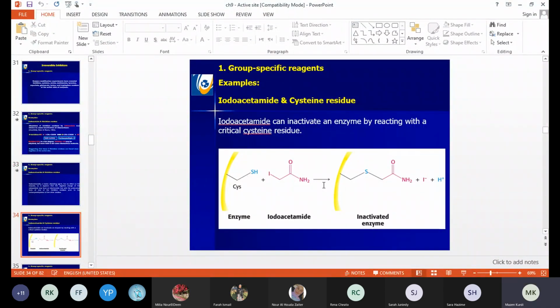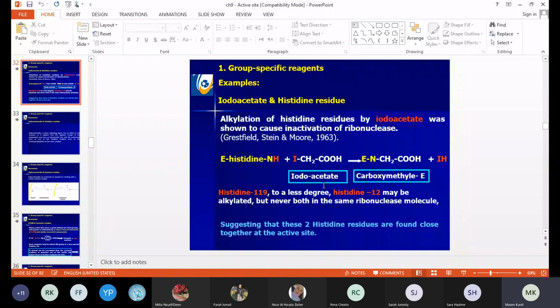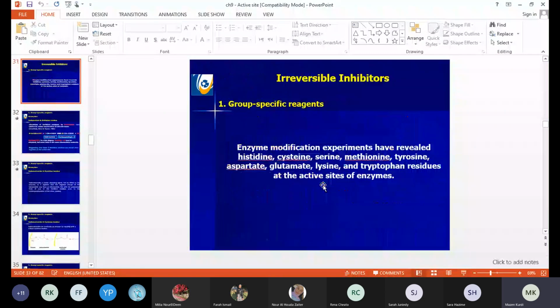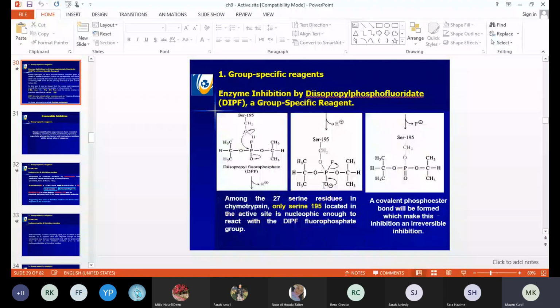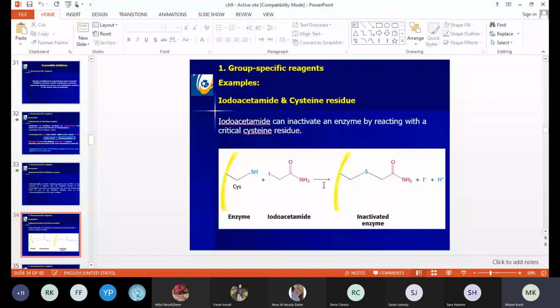However, iodoacetamide can inactivate enzymes with a thiol group. Meaning, if we have an enzyme with a cysteine amino acid involved in the active site, iodoacetamide is able to inactivate the cysteine to form an inactive enzyme. So iodoacetamide has activity with cysteine. We have iodoacetate with histidine, as we saw before, and also DFP with the hydroxyl of serine. So these are things you must memorize and know.